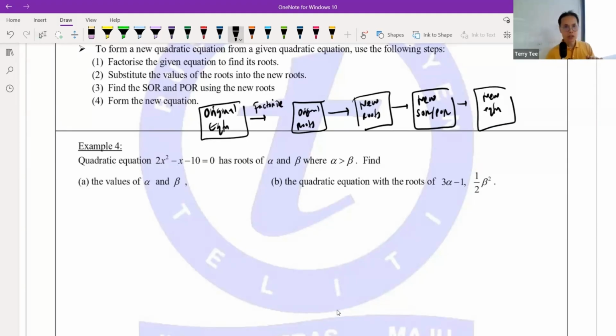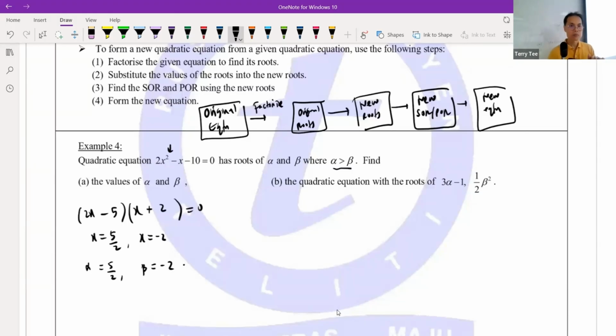This is your original equation. Let's factorize this. You should use 2x, x, to 5, minus and plus. So your x is either 5 over 2 or negative 2. So what is your alpha? My alpha is greater than beta, so my alpha should be 5 over 2. My beta should be negative 2. Am I right?